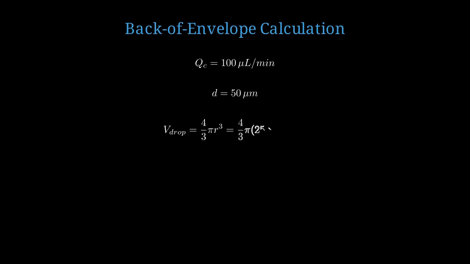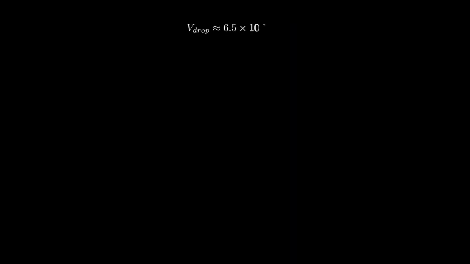The volume of each droplet is 4/3 pi r cubed. With radius 25 micrometers, that gives us about 65 picoliters per droplet. That's 6.5 times 10 to the negative 11 liters. Now let's say we want to generate 100 droplets per second. That's a reasonable generation rate.